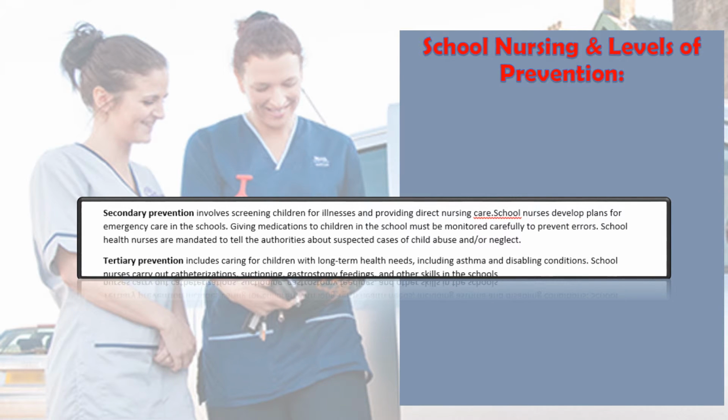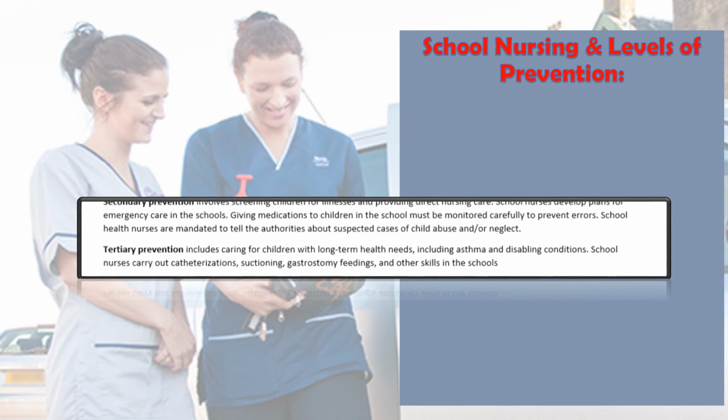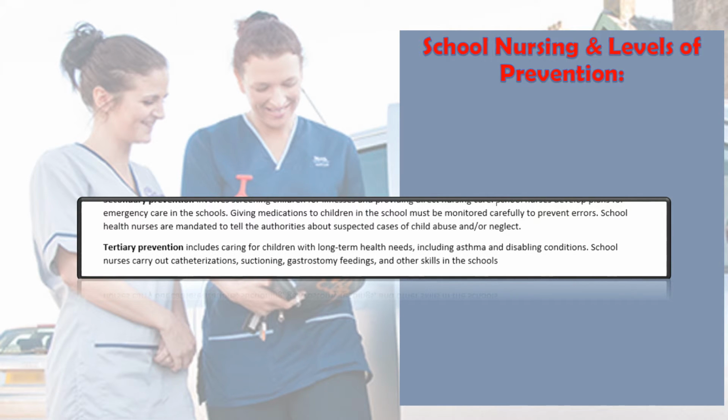Secondary prevention measures involve screening kids for illnesses and providing direct nursing care. The school nurses develop plans for care and emergency care for if there was ever a need. They also give medications to children in the school that must be monitored carefully and collaborated carefully with the healthcare provider and the parents to make sure they're preventing errors. The school nurses are mandated to tell the authorities about any suspected cases of child abuse and neglect. It's a big job.